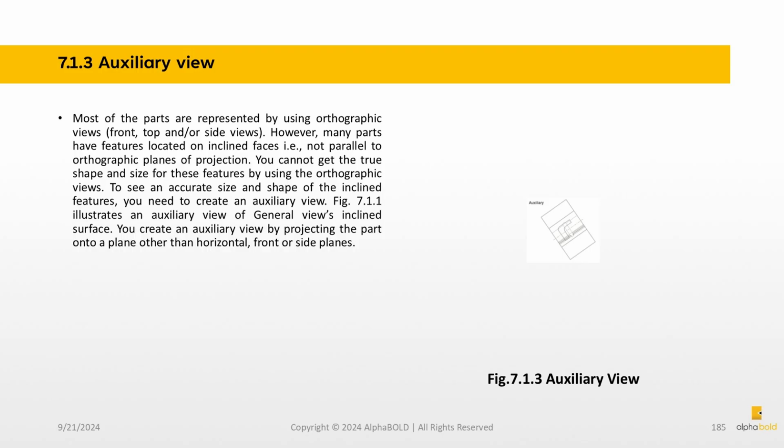Auxiliary view. Most parts are represented by using orthographic views: front, top, and or side views. However, many parts have features located on inclined faces, i.e., not parallel to orthographic planes of projection. You cannot get the true shape and size for these features by using the orthographic views. To see an accurate size and shape of the inclined features, you need to create an auxiliary view. You create an auxiliary view by projecting the part onto a plane other than the horizontal, front, or side planes.